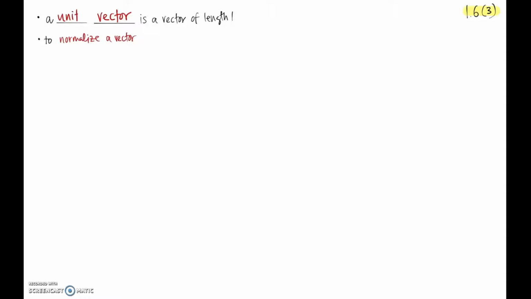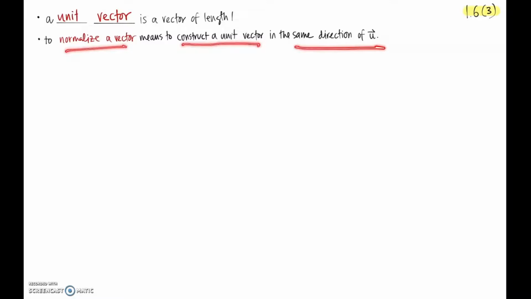The other thing we want to talk about is the phrase "to normalize a vector." What would that mean? You're going to take a vector and construct a unit vector in the same direction as that original vector. You're either going to reduce the length of the vector or stretch it so that it has length 1, but it's in the same direction as the original vector. So to normalize a vector means to construct a unit vector in the same direction as your original vector u. Let's look at some examples of where we do this.